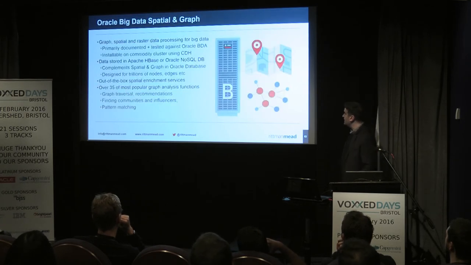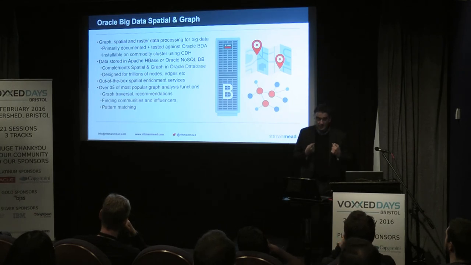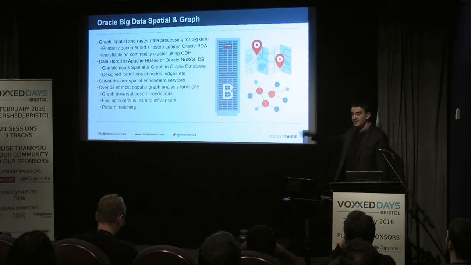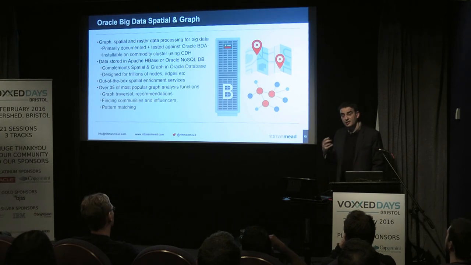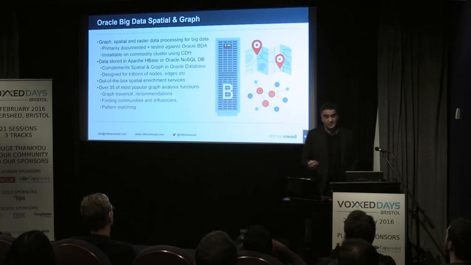So what we do then is we can take that Twitter data, load it into various formats, into files, and then put it into Big Data Graph and Spatial. In the background, it uses HBase as the storage engine. The reason we do this on Hadoop is because if we use HBase, we can have trillions of these connections.